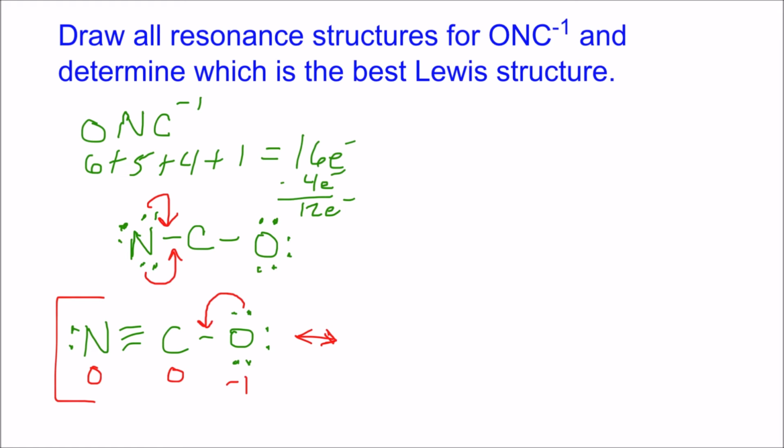If you do that, then you'll have 2, 4, 6, 8, 10 electrons around carbon. That breaks the octet rule, which means you need to shift some electrons away from carbon. Alright, so then the new structure will look like this.